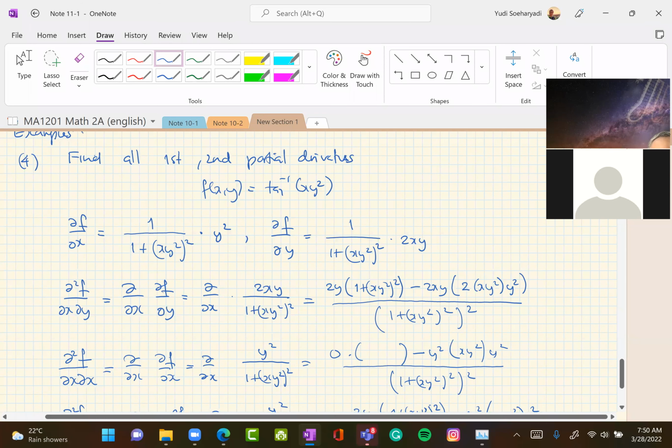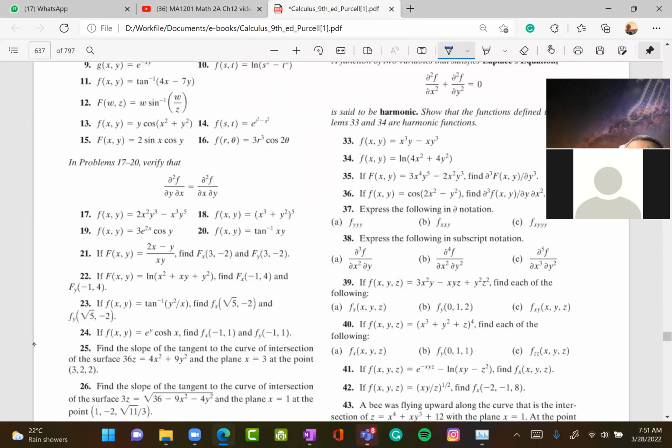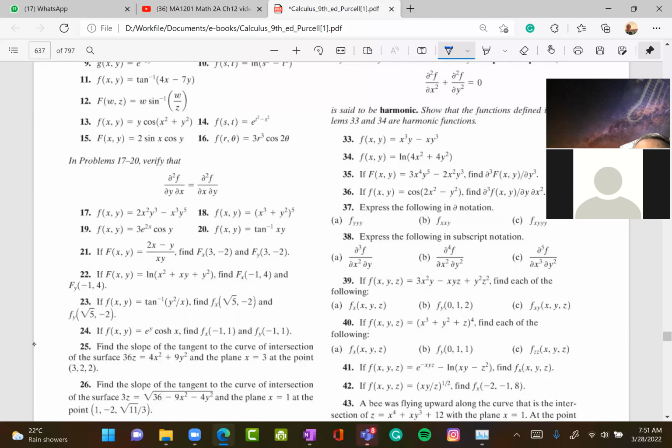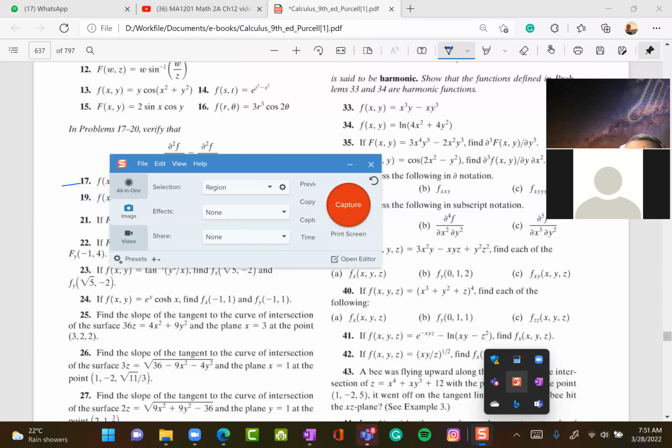All right, let's do something simpler, in polynomial. So let's observe something else. Let's do something easier. Let's check the 17, the easiest one from this example. Let's see, where is the thing? Let me just copy.